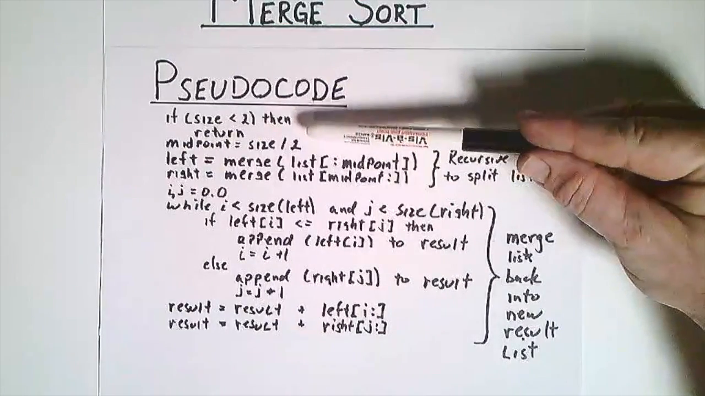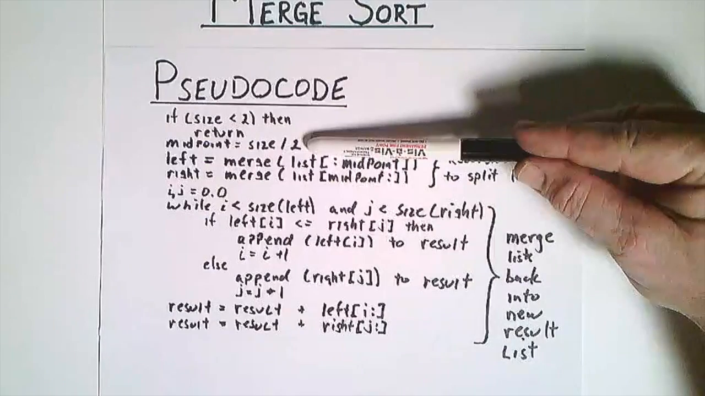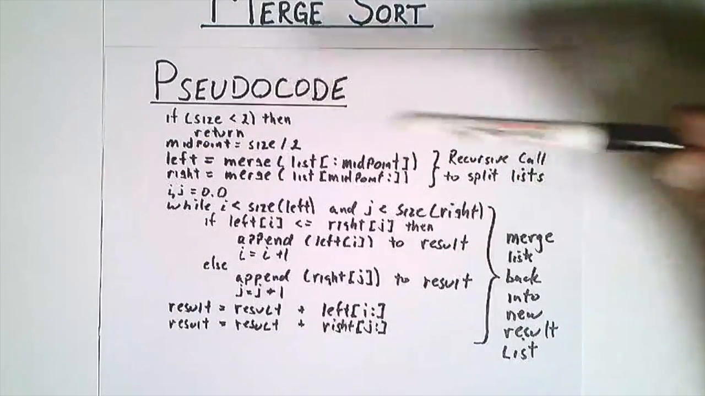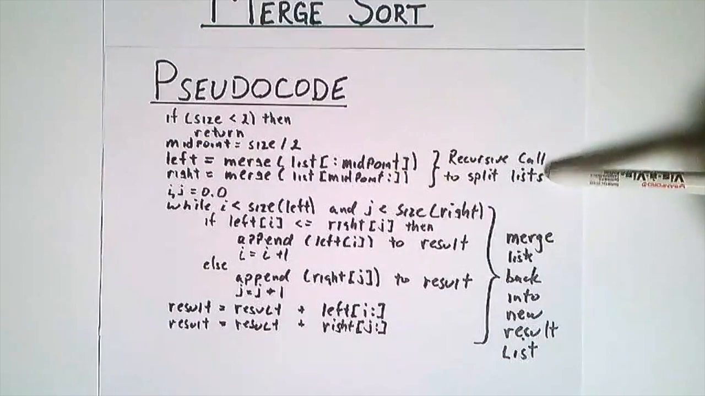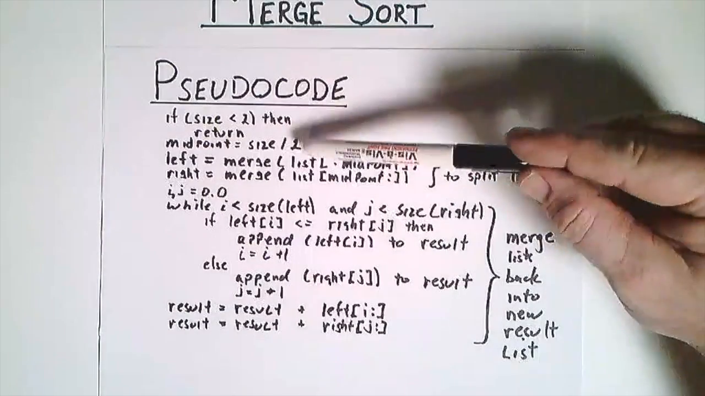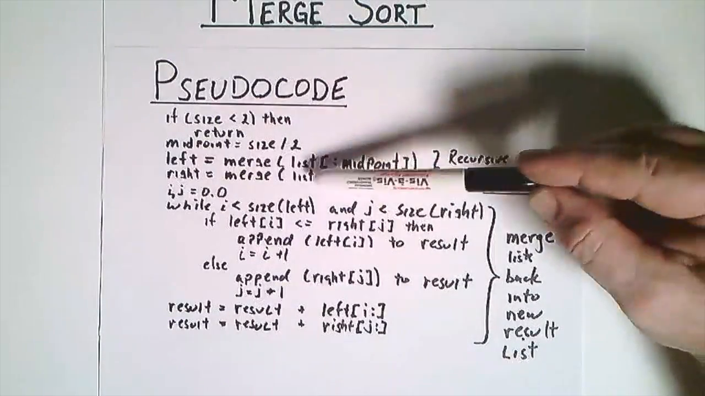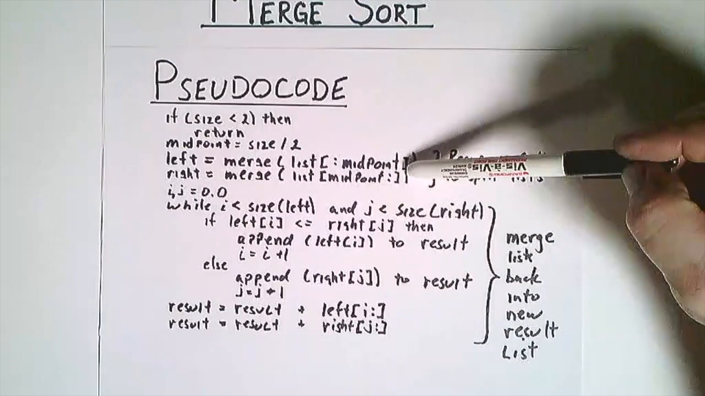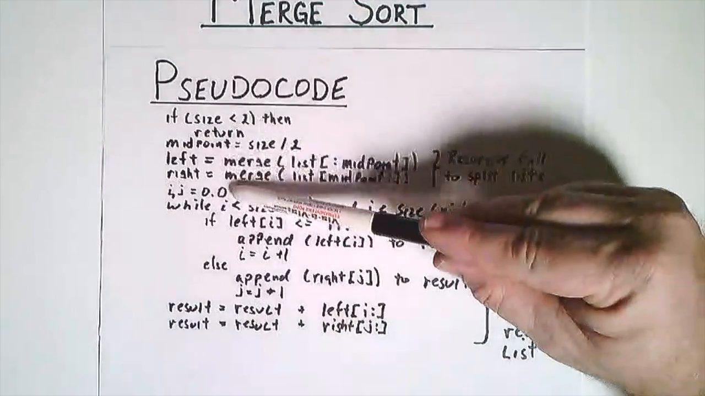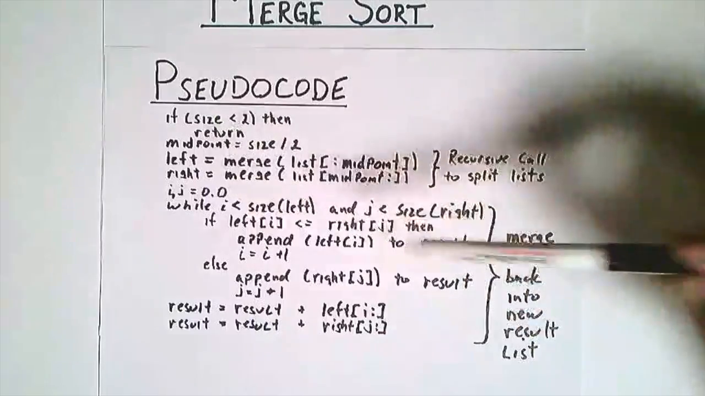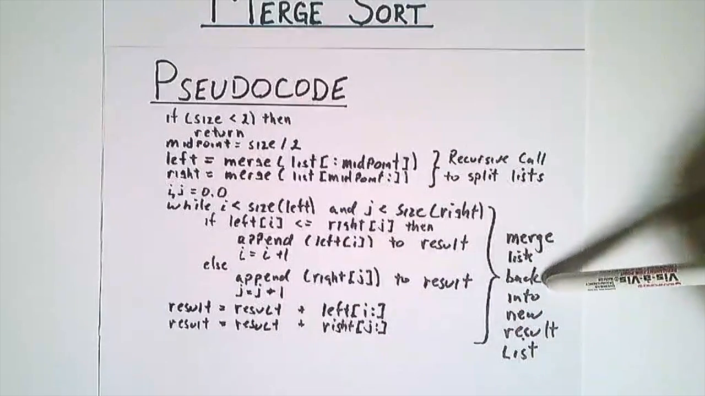Outside of that, we take a midpoint halfway down through the list. We split the list in half. Then we see that here's the left side of the list and the right side of the list. And then we recursively keep calling that until we have lists of size 1, which is why we check for the 2 at the beginning. So we keep splitting the list until we get a whole bunch of lists of just 1, but they are kind of ordered to that point.